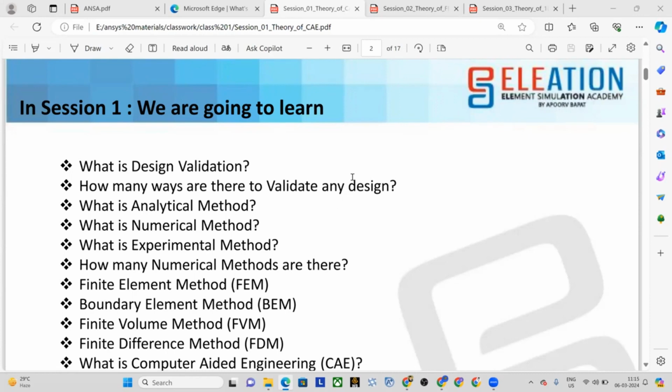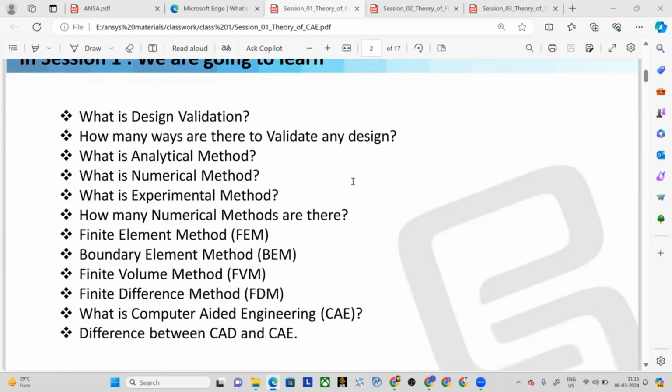See, from the industrial perspective, there is something called design validation. Here we are now going to see what is design validation and how many ways by which you can validate any design. And then what is analytical method, what is numerical method, what is experimental method. These are the three methods by which you can validate any design.